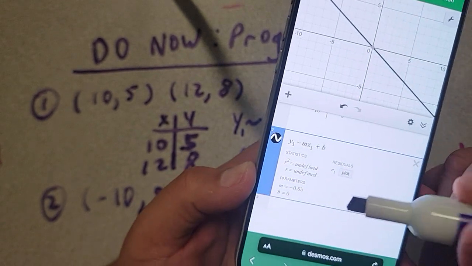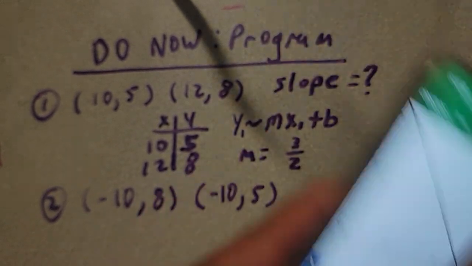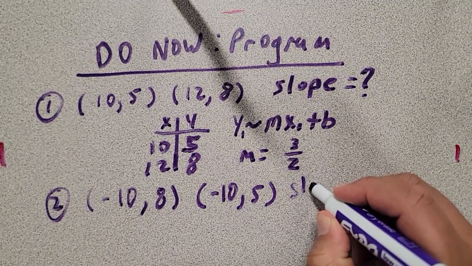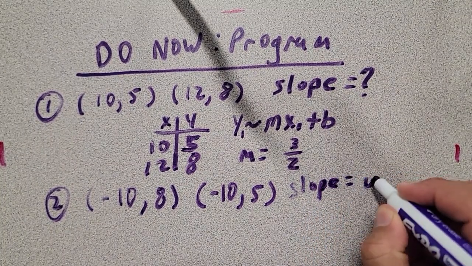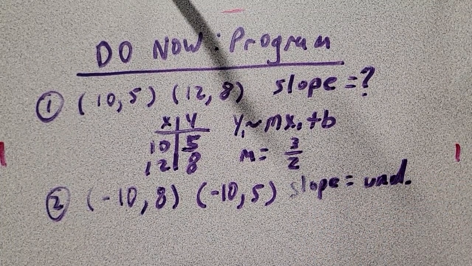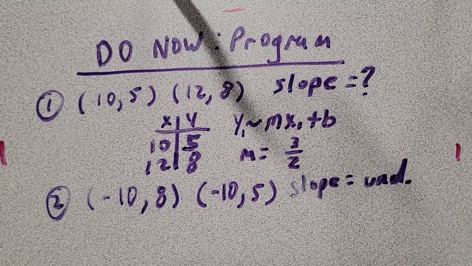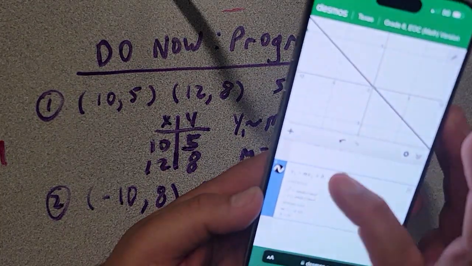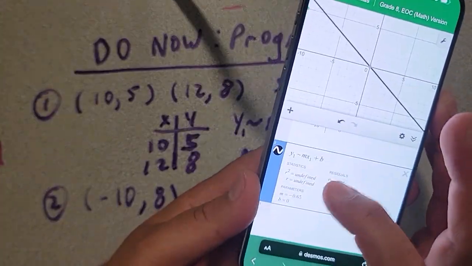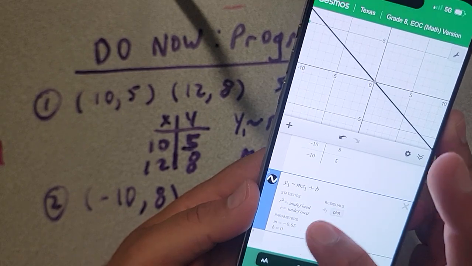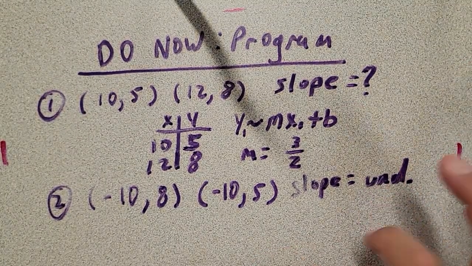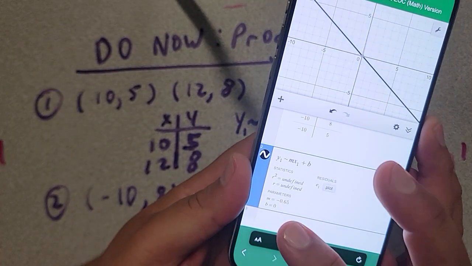So if you ever see that, guys, don't worry about this, right? My answer right here, my slope is undefined. Slope will be undefined. Okay. Now we're going to talk about the r's later. That number is going to be helpful. But for the do now, all you're doing is trying to find the slope, and the slope is the m variable, right?